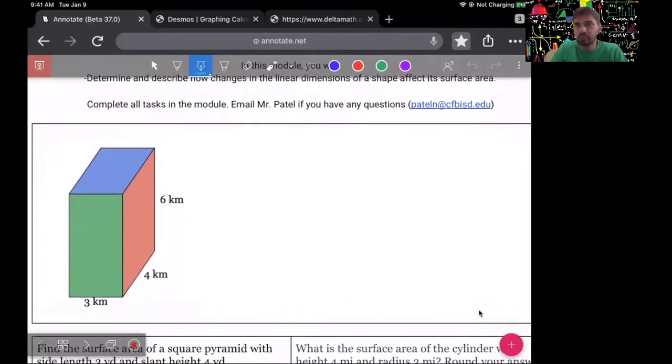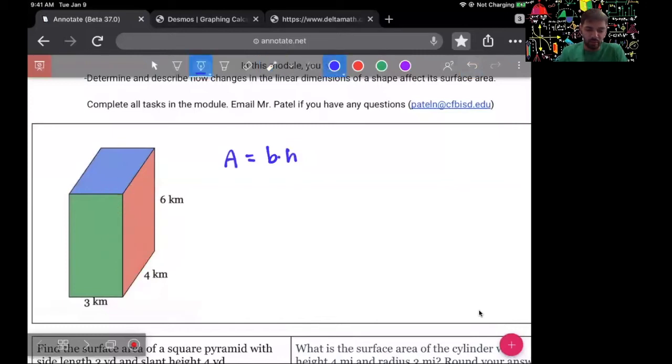It's a rectangular prism. So back in middle school, you might have learned that the area of a rectangle is length times width, or you could think of the area of a rectangle as base times height. So what we're trying to do in this first example is determine what the surface area of this object is.